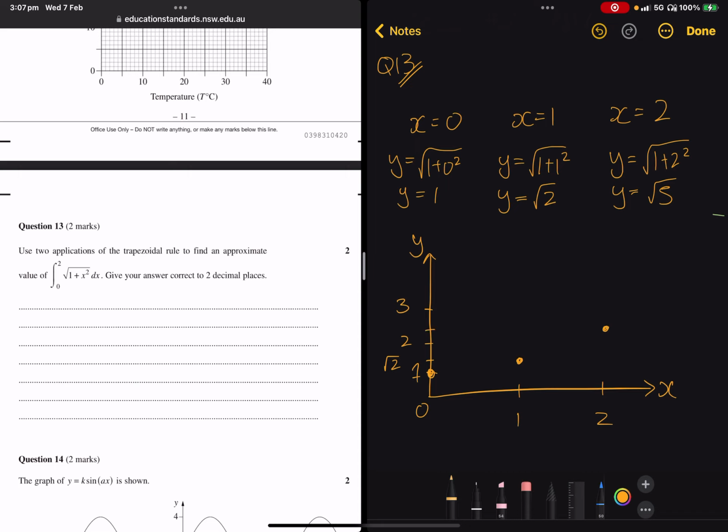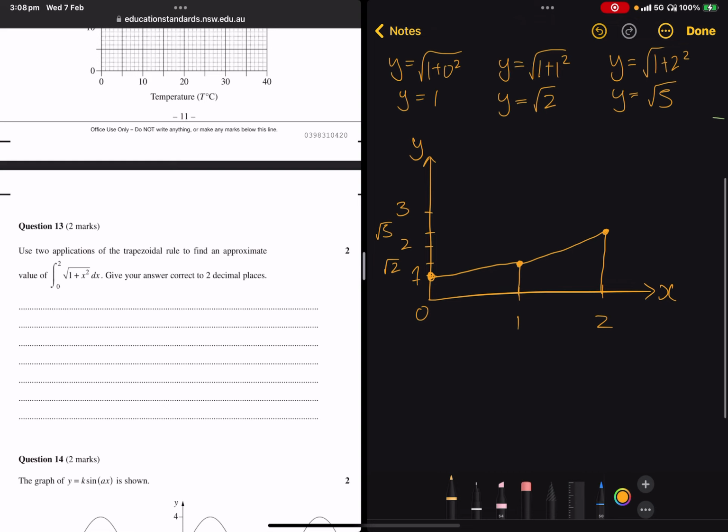So we don't need to know what this function looks like at all, but we can turn it into two trapeziums. So there's one here, there's one here. We need to find their areas, add them together, then round to 2 decimal places. So the area approximation is going to be the width of the first trapezium, which is 1 divided by 2, times the sum of the two side lengths. The first side length is 1, the second is root 2. So this is the area of the first trapezium.